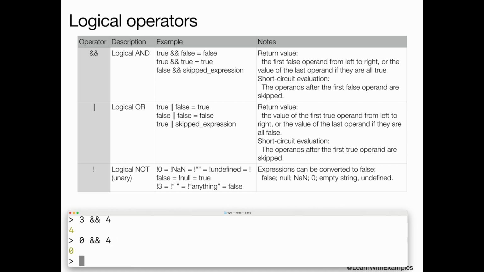Using logical AND for short-circuit evaluation, the logical AND expression is a short-circuit operator. As each operand is converted to a Boolean, if the result of one conversion is found to be false, the AND operator stops and returns the original value of that false operand. It does not evaluate any of the remaining operands. Consider this code: false and skipped expression.